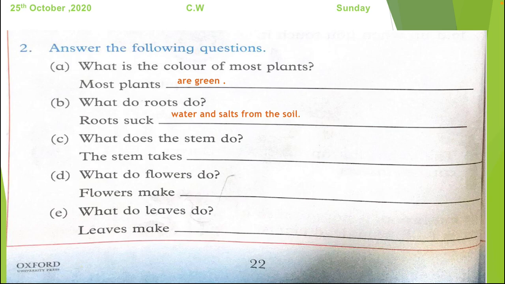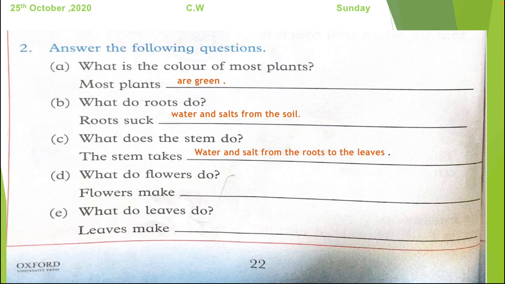What do roots do? So what have we read about the function of the root? What is the function of the root? Root sucks water and salt from the soil. Salt is also the minerals. So we say water and salts from the soil. Root sucks water and salts from the soil.